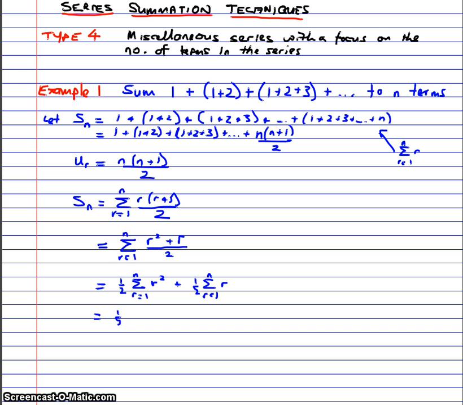So we've got a half times now r squared, as our sum to n terms from our information sheet is n times n plus 1 times 2n plus 1 over 6, and for r it's n times n plus 1 over 2, and we can go from there until we finally get our answer, so we'll work through that.